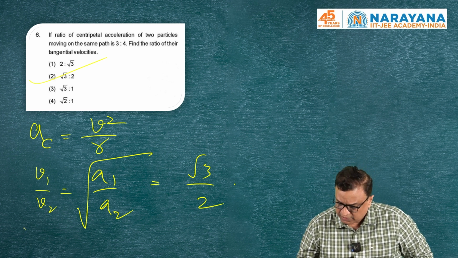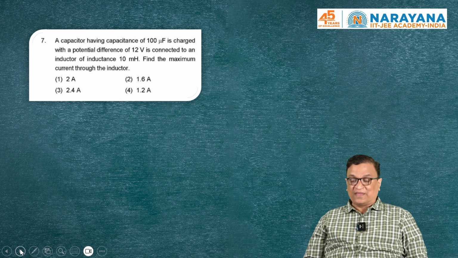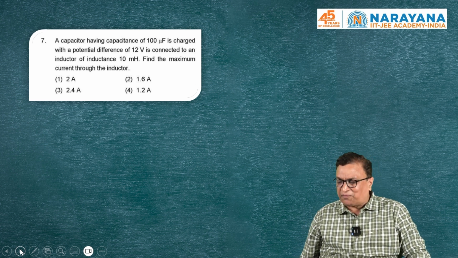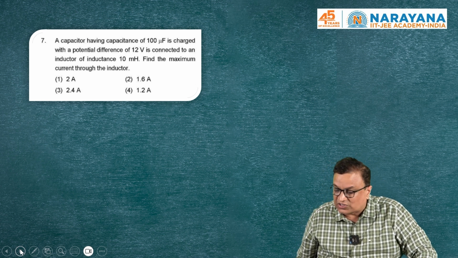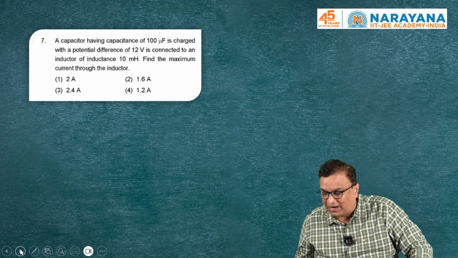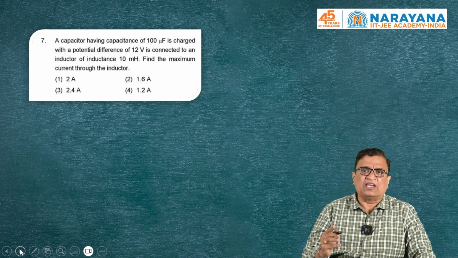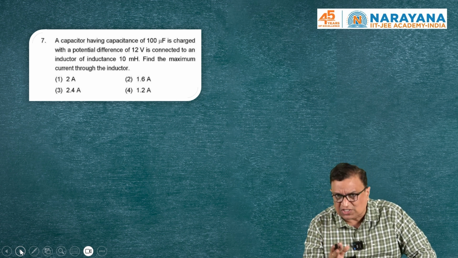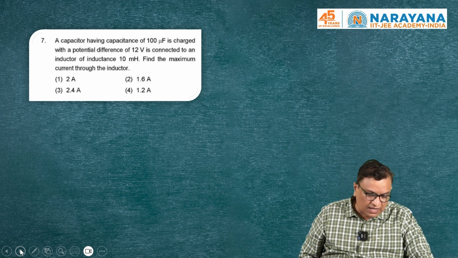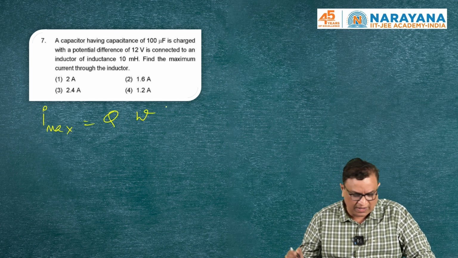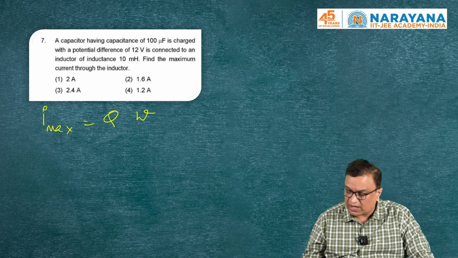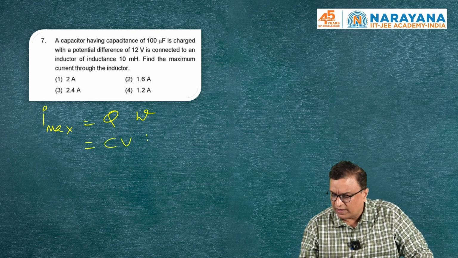Next question, boys and girls. A capacitor of 100 microfarad is charged with a potential difference of 12 volts and connected to an inductor of 10 millihenry. LC. Every 4 papers you will have 2 questions from LC. Maximum current through the inductor. What is the formula for maximum current? I maximum is charge flown into omega. So where do you get omega? Q is CV, omega is nothing but 1 by root LC, right?